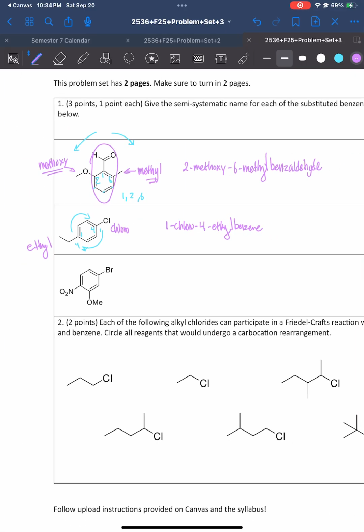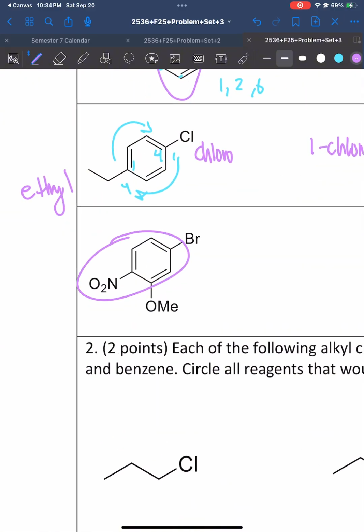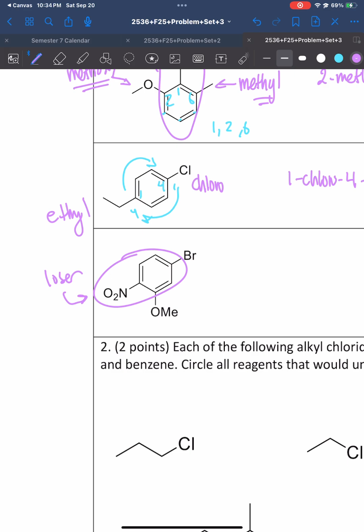Now let's look at this last one. Remember, what do we say in class a bunch of times, as well as in the previous homework episodes? We do not want this nitro group to be a parent chain. This will never ever be a parent chain. Loser. Anyway, so the important parent chain we must know here is this OMe, which is anisole.